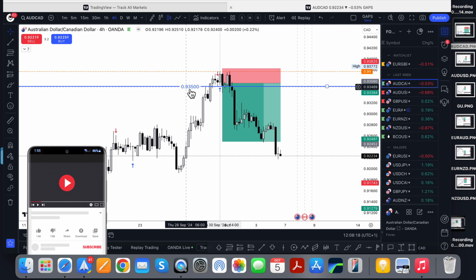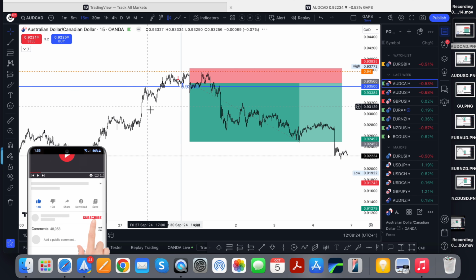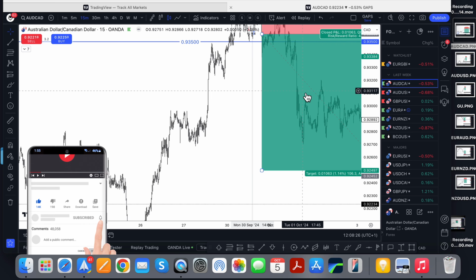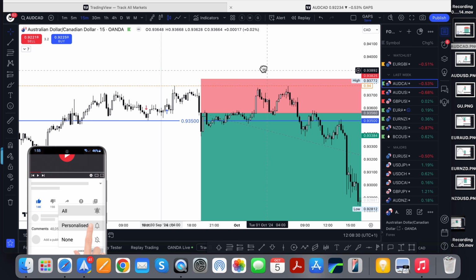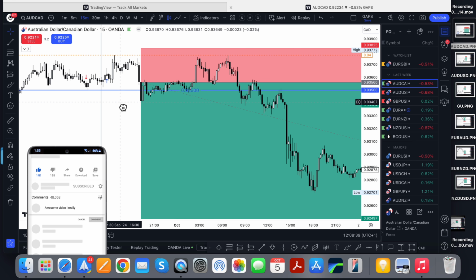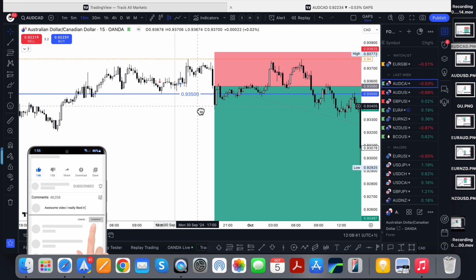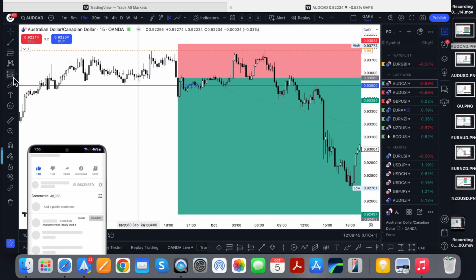Now, we don't enter off the back of that. We drill down to the 15-minute time frame and we look for an entry. So if we zoom in, we can see here we had this big engulfing candle, then we entered here. Again, we're going back through this round psychological number of 93,500.